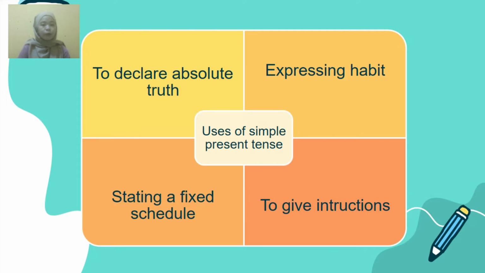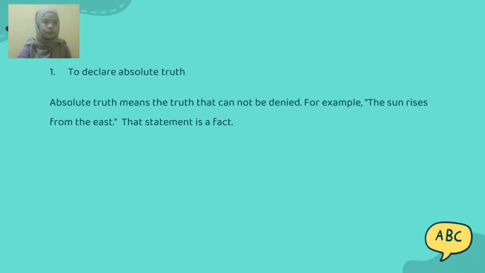There are four uses of simple present tense. The first one is to declare absolute truth. Second, expressing habit. Third, to give instruction. And last, stating a fixed schedule. So let's discuss the uses one by one.